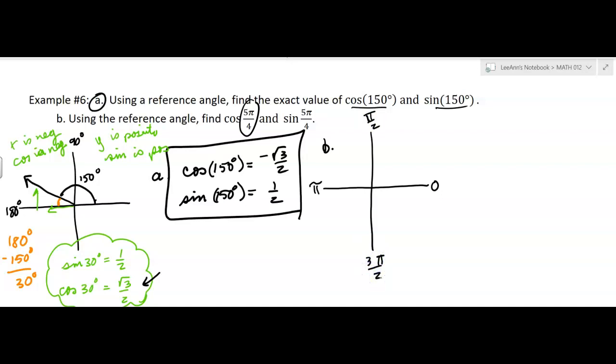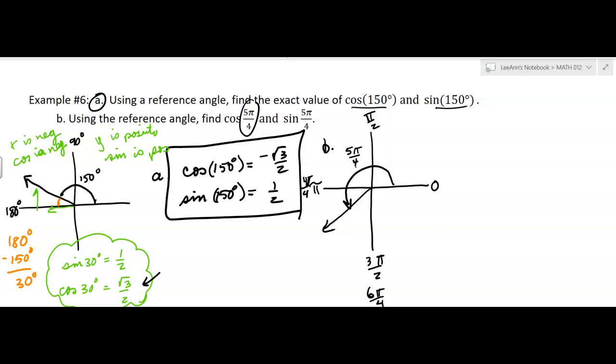So I'm in fourths, right? If I want to think about it in fourths, that's 6 pi over 4, and pi is 4 pi over 4. So I'm between pi and 3 pi over 2, halfway in between there. So that's going to be 5 pi over 4. Now some of you might be saying, couldn't I just change it to degrees? You can. But at some point you got to work with the radians.